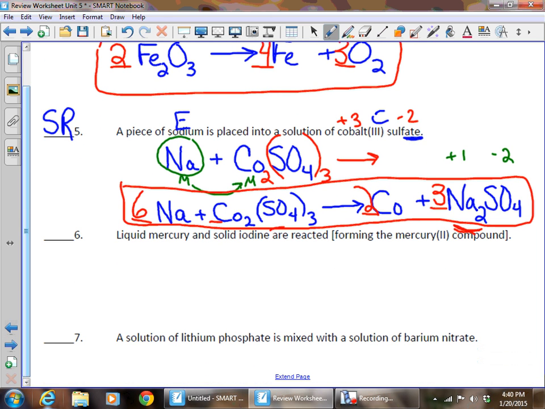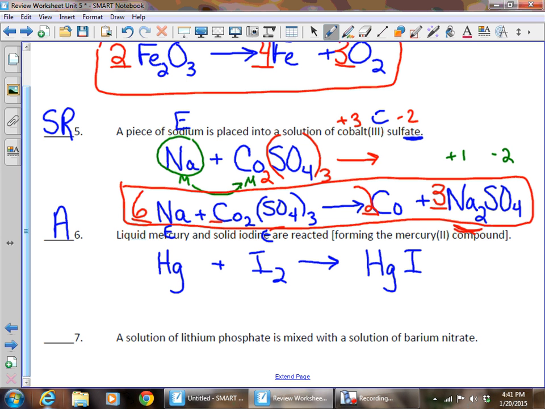Okay, the next one, liquid mercury and solid iodine. So I've got mercury, which is an element, and iodine, which is an element, 2 elements. That's my addition reaction. So I'm going to be reacting mercury and iodine. What's the only thing I need to know about it if it's an element? If it's diatomic. Mercury is not, but iodine is on my list. So that's going to form the mercury 2 compound. What does that mean? Well, when I put Hg and I together, don't make the mistake of carrying that 2 over, at least not yet, because it's not diatomic when it's in a compound.